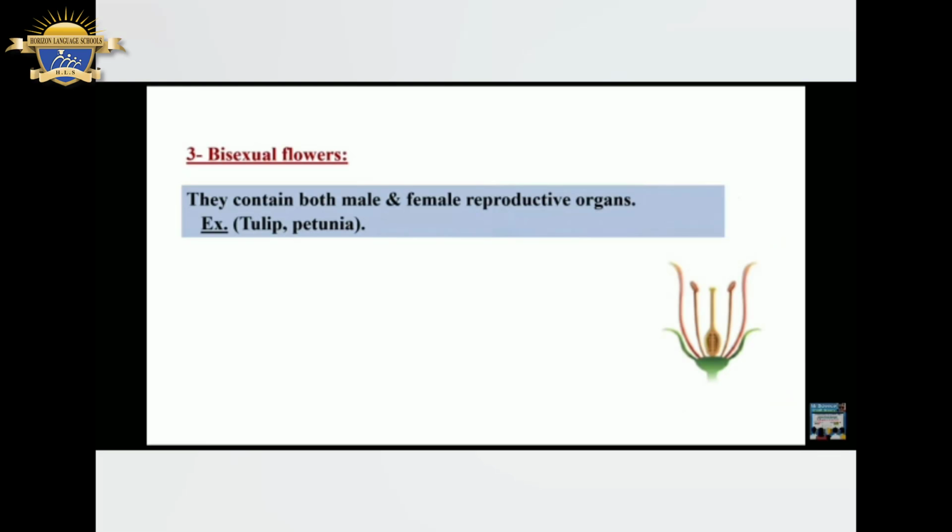Number 3. Bisexual flowers. They contain both male and female reproductive organs. Example: tulip and petunia. As we see in the image, the flower contains both male and female reproductive organs.